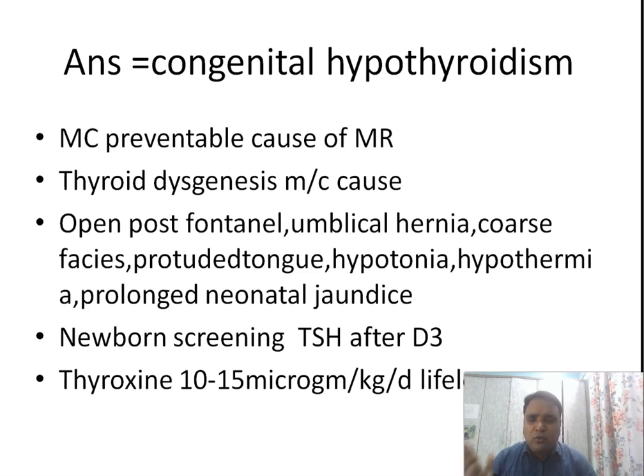Then dose. How to give thyroxine? The dose is 10 to 15 microgram per kg per day, and it has to be given lifelong. This is important. Not for 3 to 5 years. It has to be given lifelong, and it has to be given on an empty stomach daily.